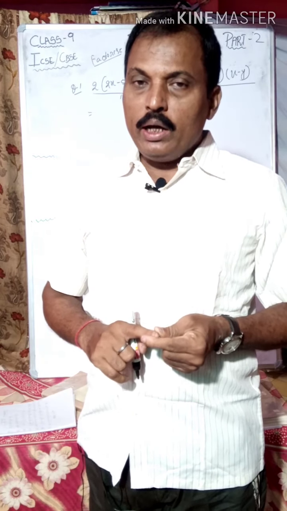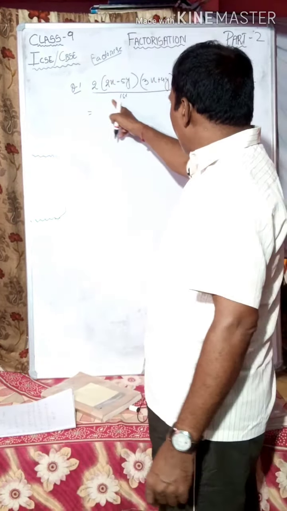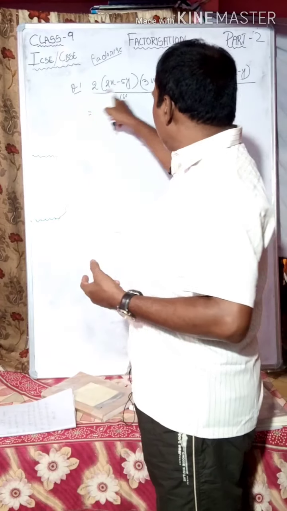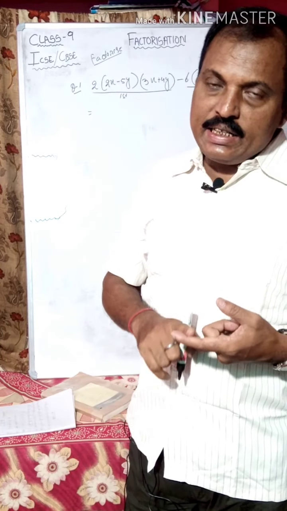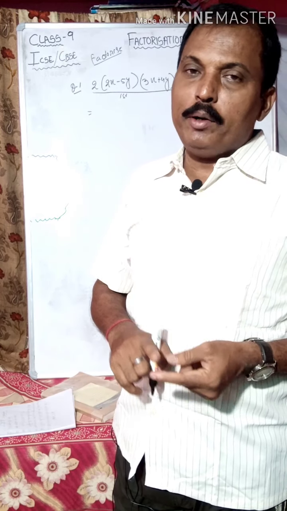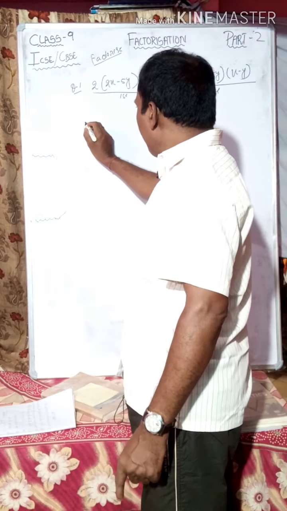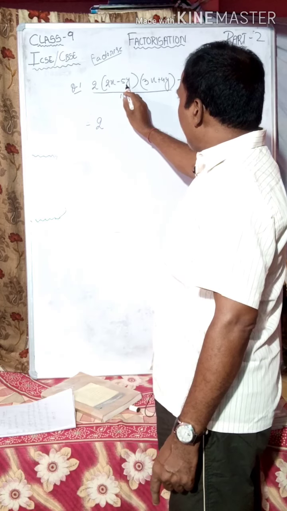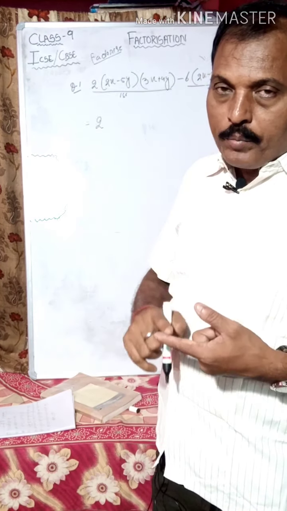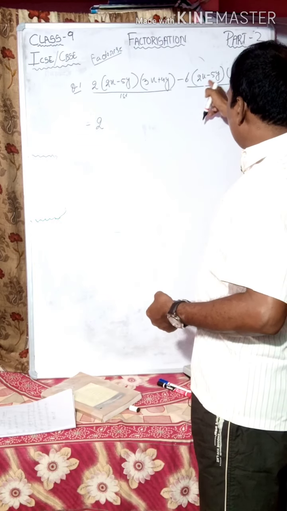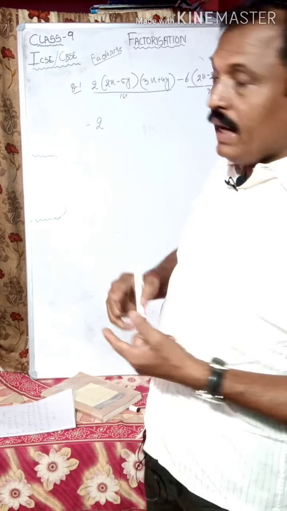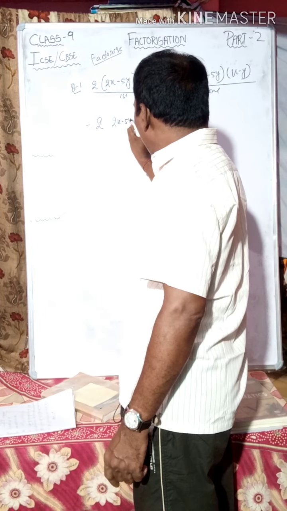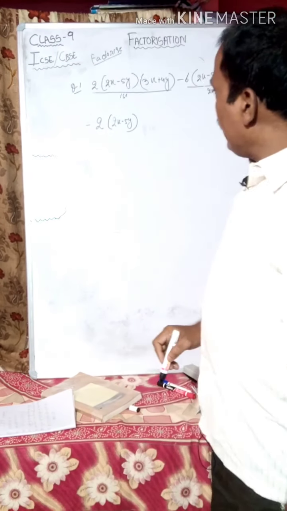First look for the total common. What will be the total common? In this term and in this term, which factors are common? 2 and 6. When we take the HCF of 2 and 6, the HCF will be 2. So we take 2 as the common factor. Then 2x minus 5y is the second factor of the first term, and 2x minus 5y is also the second factor of the second term. So 2x minus 5y is also taken as common.